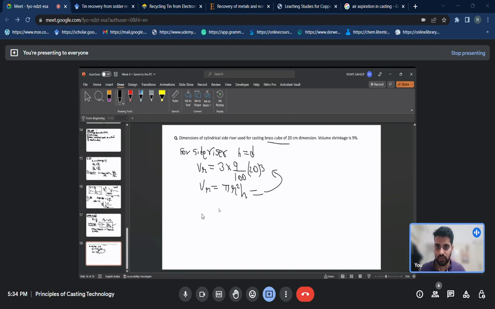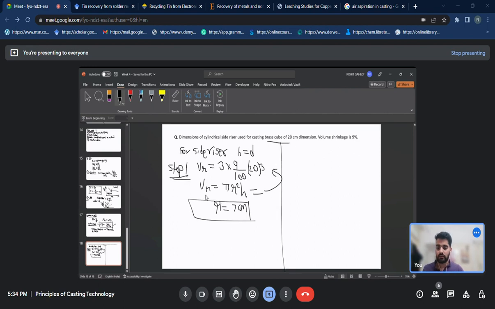Okay, from here we will get r as h equal to d. So from here we will get r as 7 centimeter. This is the first step you need to do. This is your step 1. Now coming to the step 2.